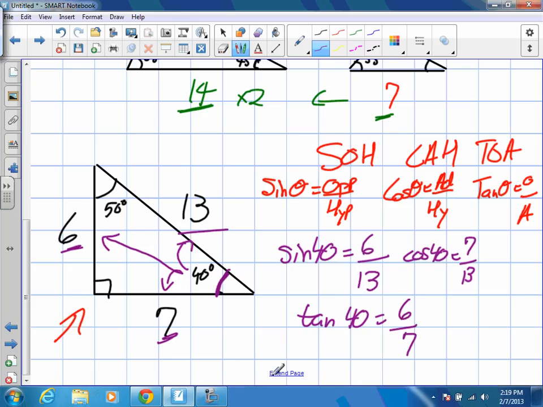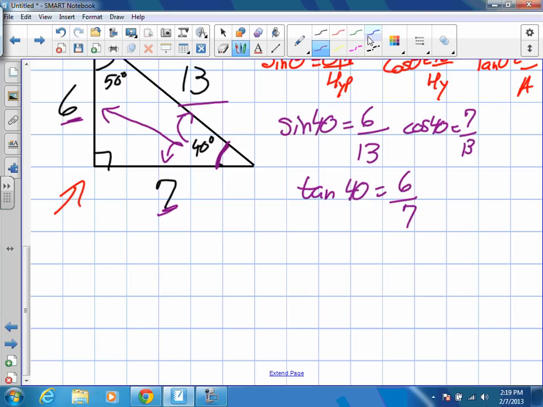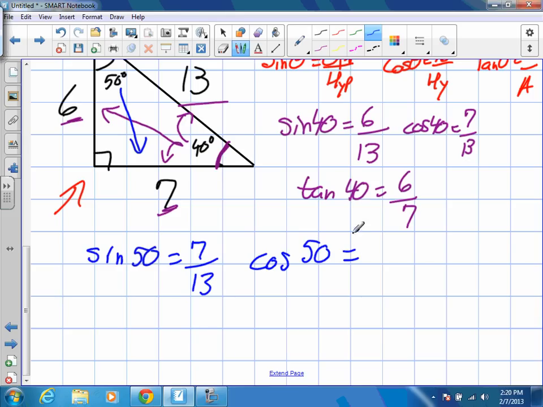Now, with that being said, let's try another one. What if I said sine 50? This is a different angle. What would be opposite of 50? 7, would the hypotenuse change? Still 13. Cos 50. What's our adjacent now? 6. Hypotenuse is still 13. And tangent 50 is 7 over 6.